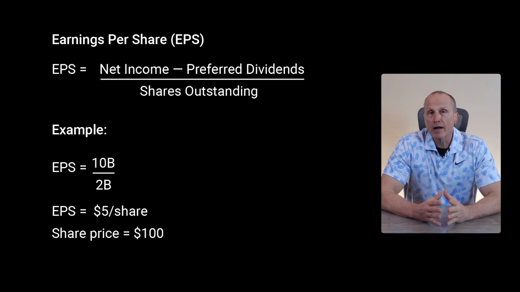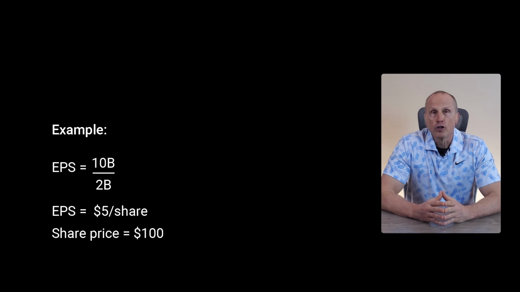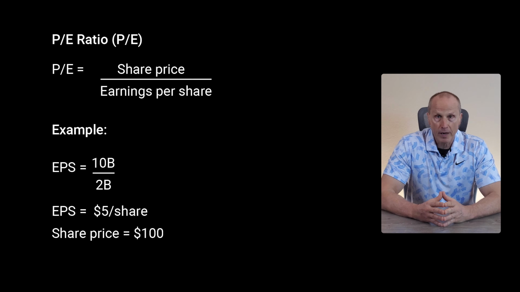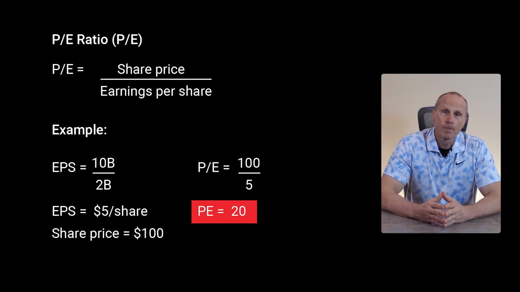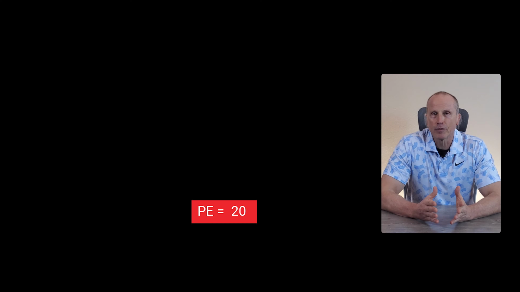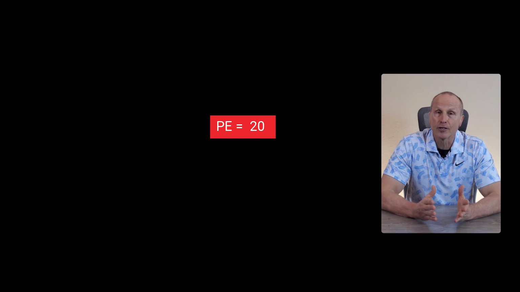If the stock is trading at $100 per share, you can find the price to earnings ratio, or PE ratio, by dividing the stock price by the EPS. In this case, 100 divided by $5 gives us a PE of 20. In simple terms, the stock is trading at 20 times its earnings. Sometimes investors refer to this as a stock trading at a 20 multiple, meaning investors are willing to pay $20 for every $1 of earnings.